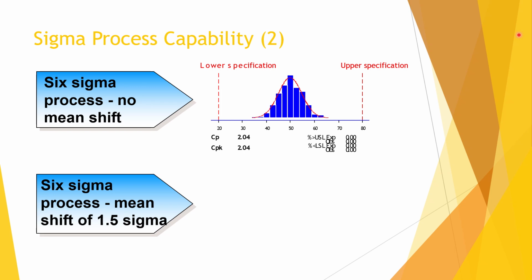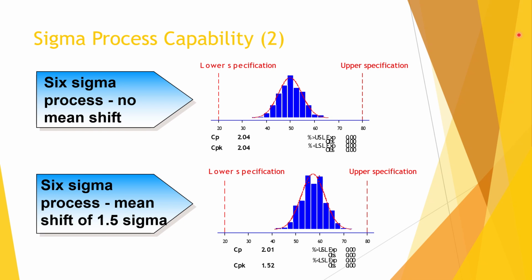Six Sigma process, mean shift of 1.5 sigma. In this example, the CP is 2.01. It's still looking good, y'all. Okay? But the CPK takes into consideration the center, so you can see it's a mean shift of 1.5 sigma, so it's veering to the right. It's still within, I mean, it's not that bad. It's still within the specification limit. It's still within the line.